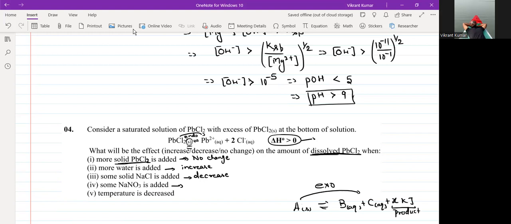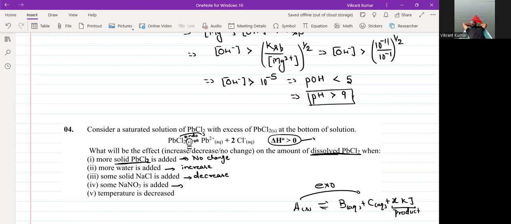NaNO3. Forward shift. नो Why? चेंज. Na plus will react with Cl minus. NO3 minus will react with Pb2 plus. हाँ, सॉल्यूशन के अंदर वैसा कुछ होता है क्या? So no change ना, common ion effect नहीं होगा. remain in reaction in solution.